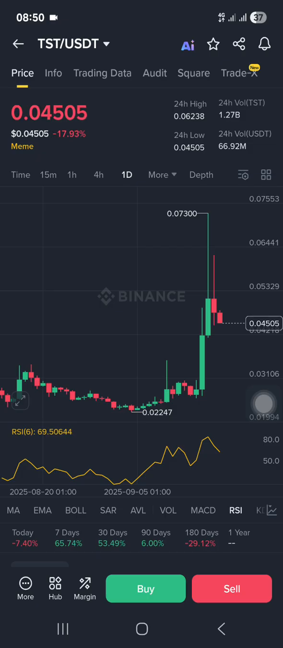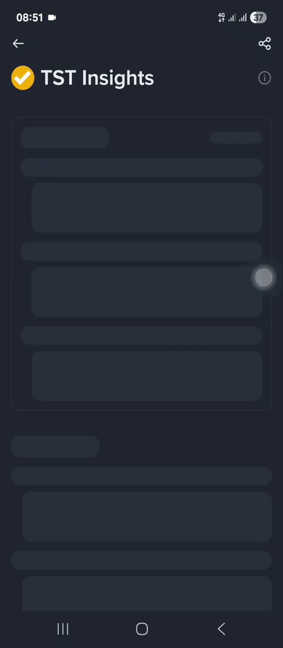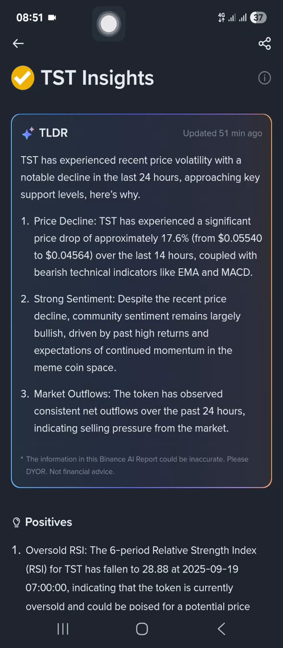And one thing also we will tell you is that this is not financial advice. Just like what I'm teaching you here is not financial advice. It's just an insight. Do your own research before taking any decision. So let's go into it. Just click on AI. When you click on AI, it's going to tell you the insights. It's going to say TST insight.